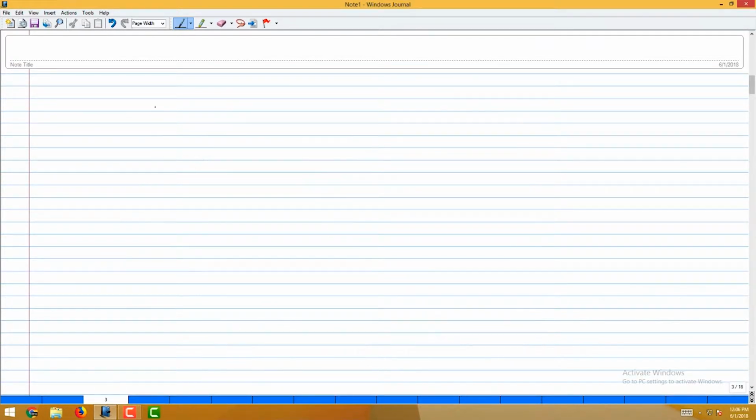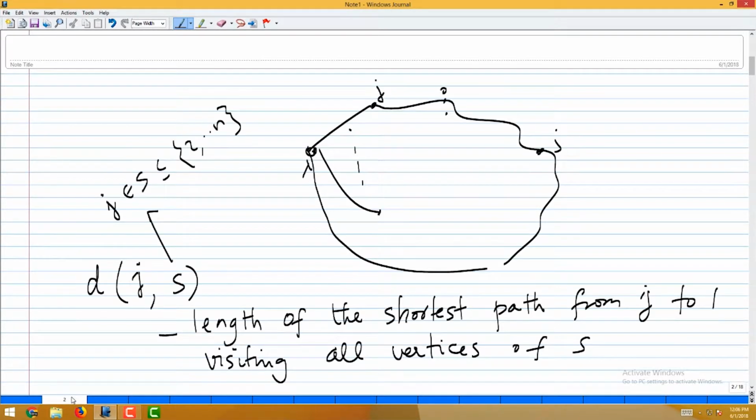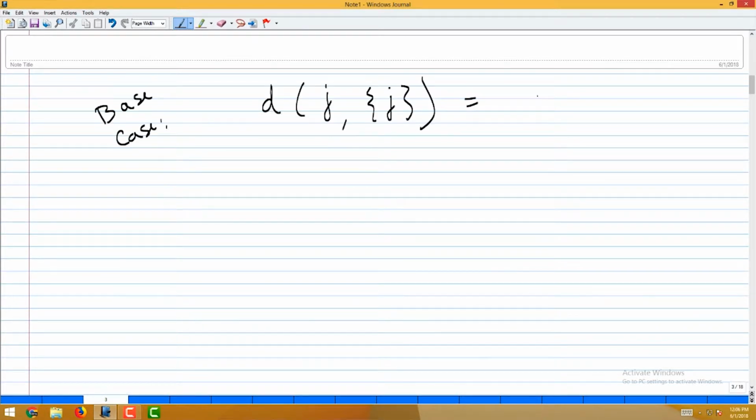So, base case: d of j comma singleton {j} is exactly d_j1. This is there in your input graph, so you can compute this.